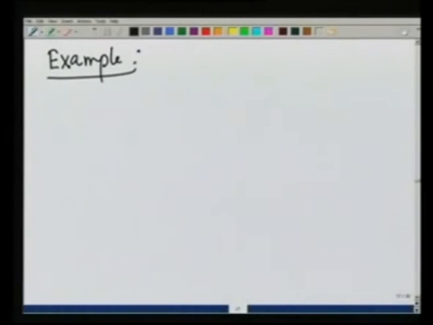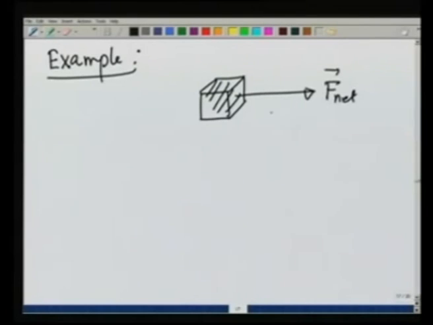In the second example, let us take the case of two persons pushing a box, so that the net force F net is, let us say, 12 newtons to the right or to the east. One person applies a force F 1, which is 5 newtons to the north.